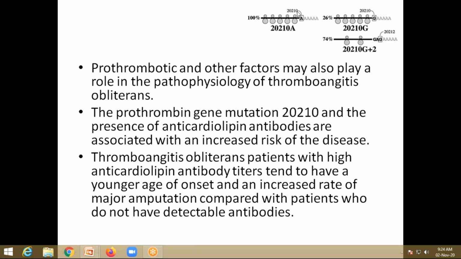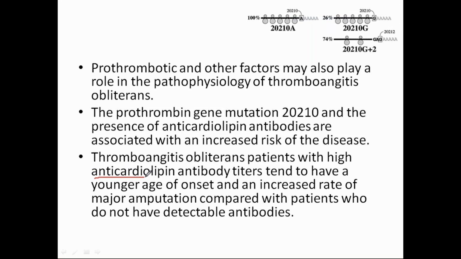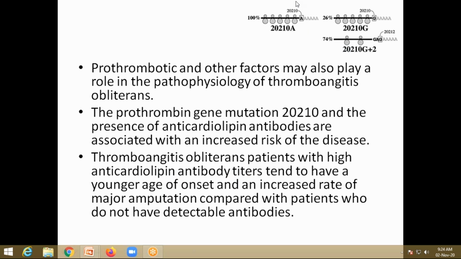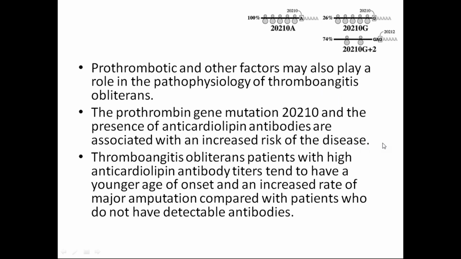So these patients, anti-cardiolipin antibody titers. I have actually seen one patient who is around 30. He had a stroke and amputation of the right upper limb. Typically, Buerger's presents in the lower limb, but this person had amputation of the right upper limb. Maybe this fellow has anti-cardiolipin antibodies, so he was more prone. He had typical features of stroke, amaurosis fugax, and everything. So these patients will have major amputations compared to other populations.